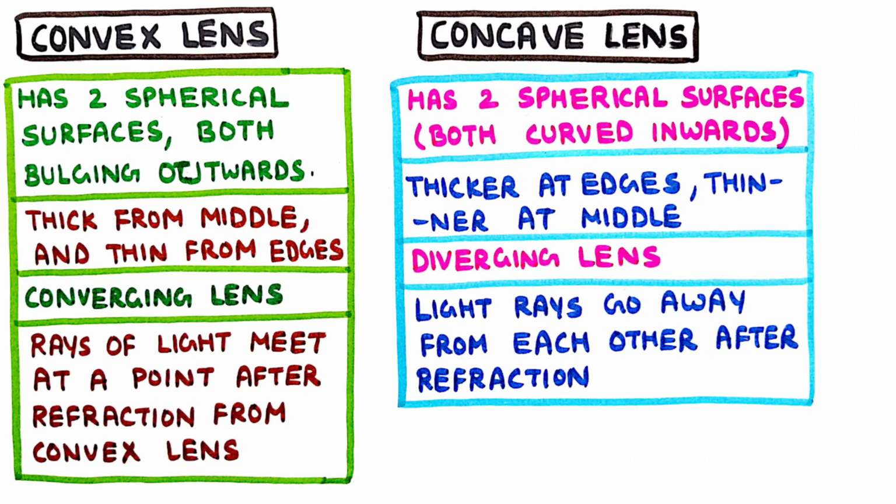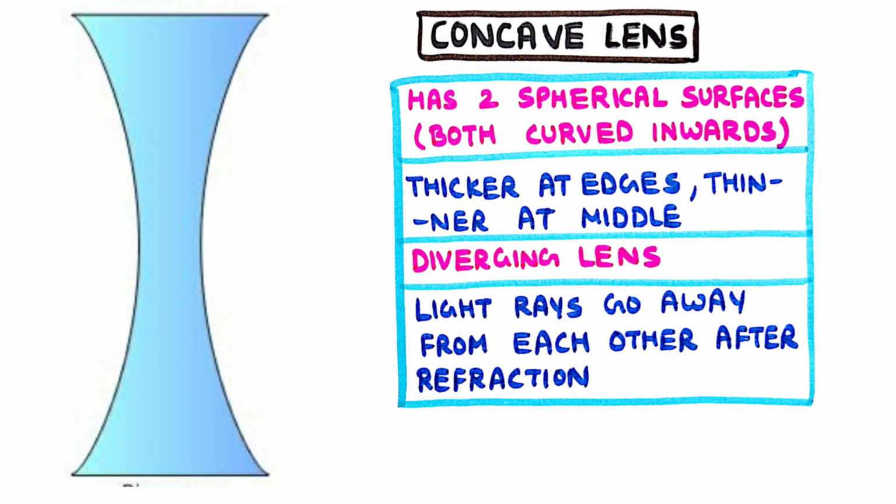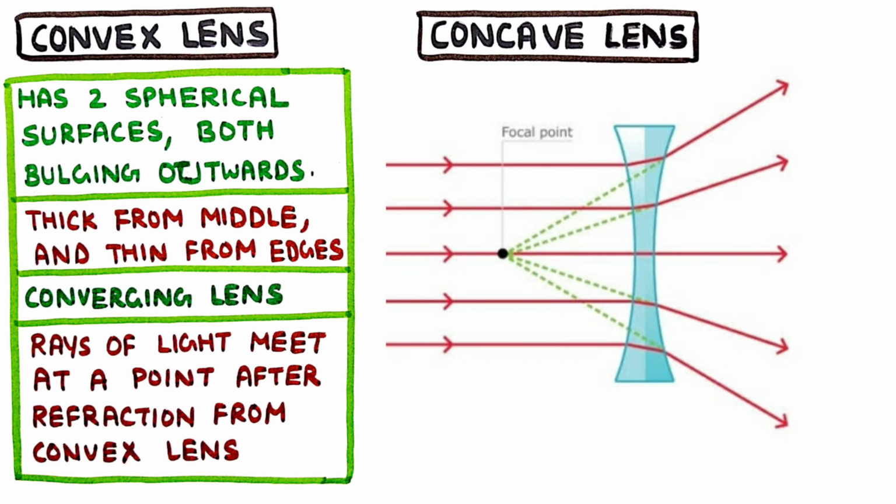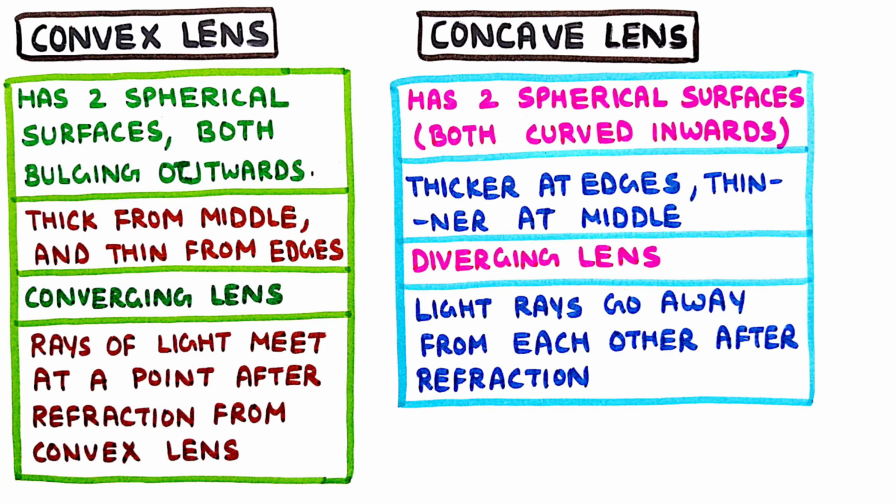It again has two spherical surfaces, both curved inwards. It is thicker at the edges and thinner at the middle. And it is a diverging type of lens. This means the light rays tend to go away from each other after refraction. So in this way, we can differentiate between concave and convex lens.